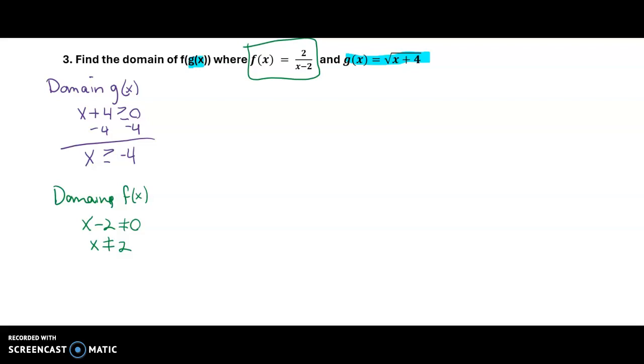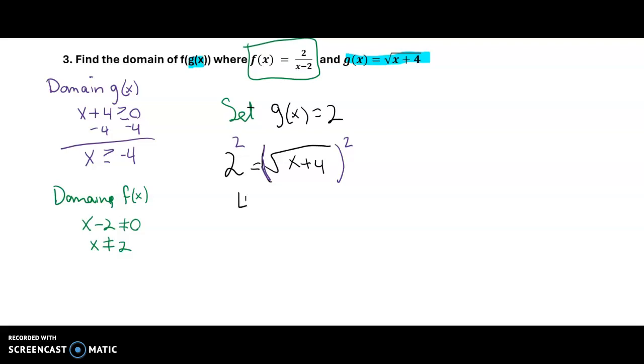So we need to set g of x equal to 2 and solve for x. I'm going to say 2 equals the square root of x plus 4. We can solve that by squaring each side, and we'll get 4 equals x plus 4. We will subtract 4 from each side to get x by itself. And finally, we'll get x is 0, or 0 is x based on this.